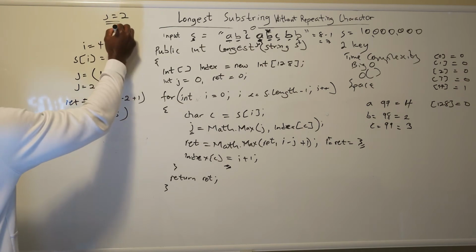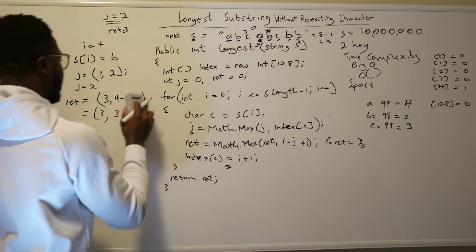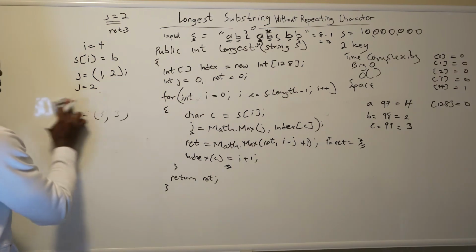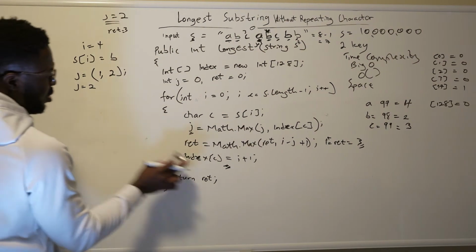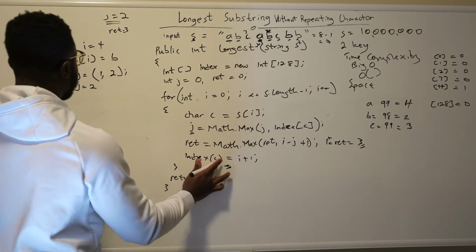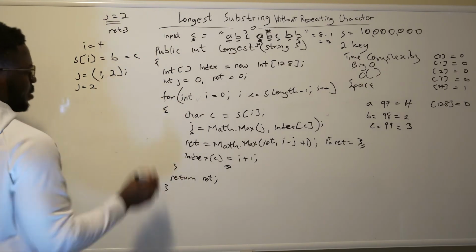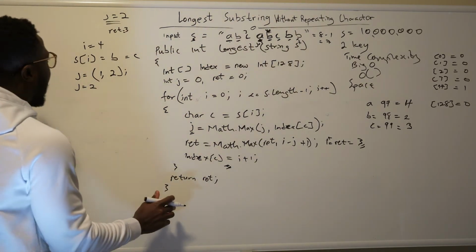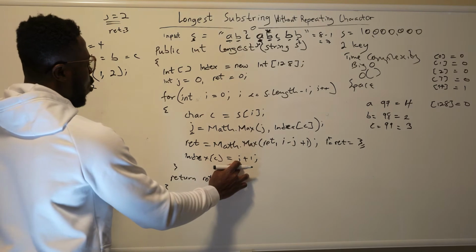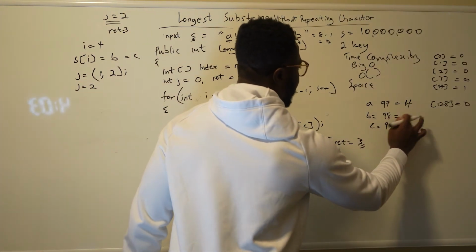And red keeps being 3 after that iteration. Important thing, we have to set B again. Index at C, which is B. C is B, right? I is 4 plus 1, which is 5. So this is going to be 5 now.